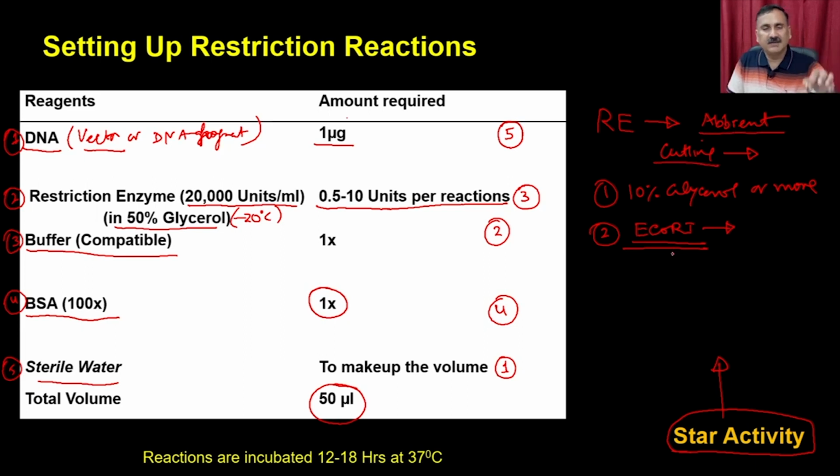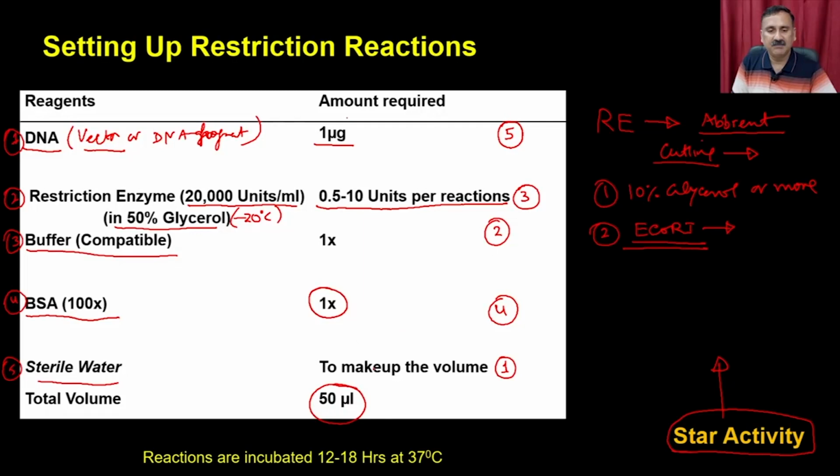So wherever the enzyme is supposed to cut, it will not cut at that site, it will cut somewhere else. In that case, you will not get the specific sticky ends, and if you don't get the specific sticky ends, it will create trouble in terms of the ligations. So once you set up the restriction enzyme reactions, you are going to incubate the reactions for 12 to 18 hours at 37 degrees Celsius, mostly in a water bath rather than a dry bath, because a water bath is gentler in terms of providing and maintaining the temperature.